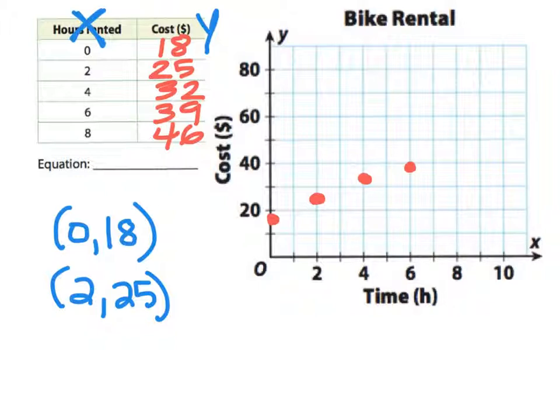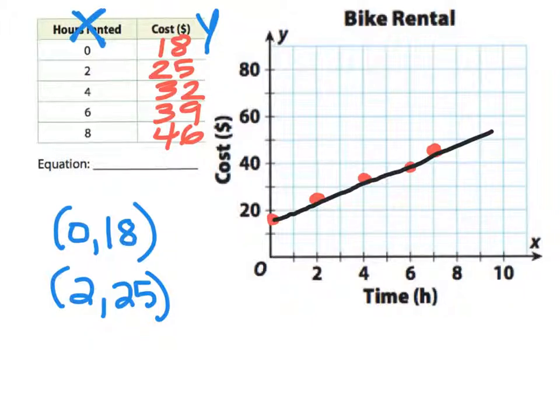The last row for me says 8 hours is $46. So again, go on your x-axis to where you see 8. Go up to where you think 46 might be, which is a little past halfway between 40 and 50. And then because I'm estimating, I don't have these dots in the perfect section. So I'm just going to connect them in the best line I possibly can. Okay? And that's how I would graph it.